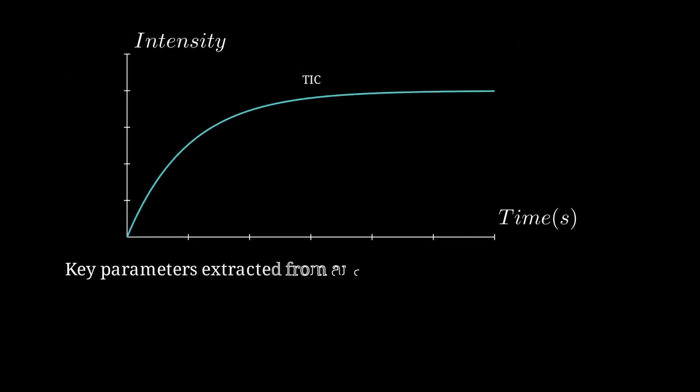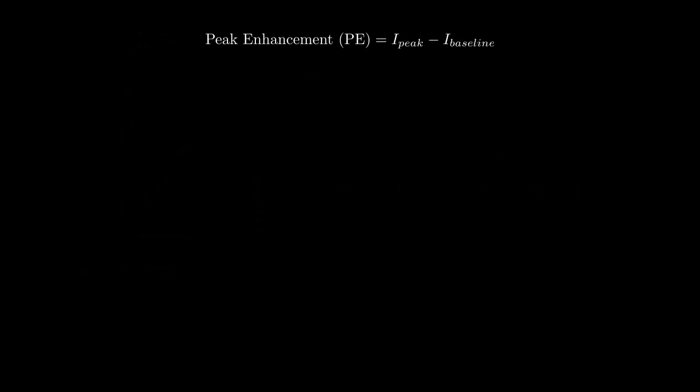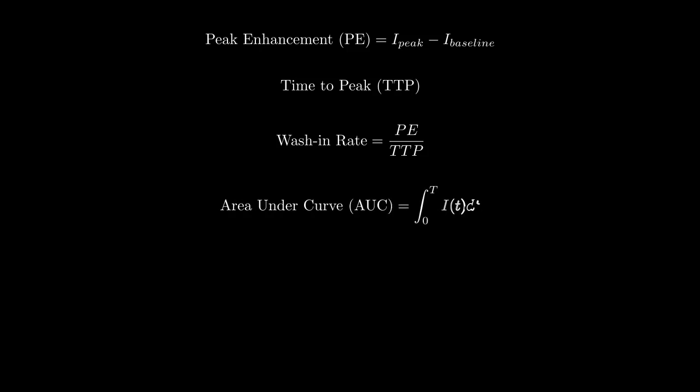We can extract several key hemodynamic parameters from time-intensity curve analysis. Peak enhancement equals peak intensity minus baseline intensity, reflecting blood volume. Time to peak indicates how quickly blood reaches the tissue. Wash-in rate equals peak enhancement divided by time to peak, representing tissue perfusion rate. Area under the curve integrates intensity over time, providing overall perfusion index.